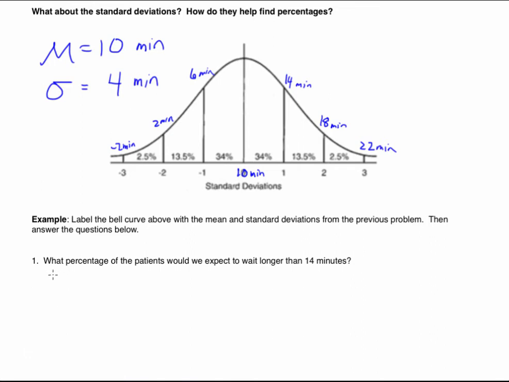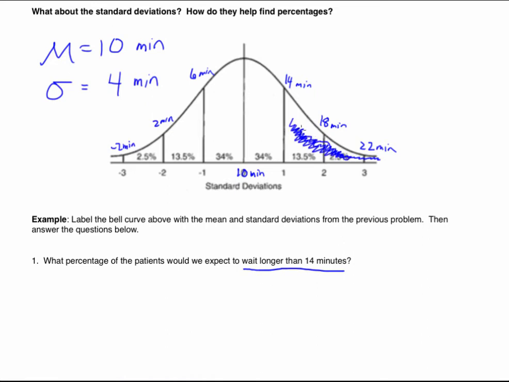Now let's answer this first question, and then we're going to use other questions and use this bell curve to answer other questions. So first, what percentage of people would we expect to wait longer than 14 minutes? If I'm asking you to find longer than 14 minutes, we're going to go up here and shade on the picture what we're talking about. If this is 14 minutes, the first standard deviation, what we're looking for is the area between here, here, and over here to the right. Okay? So that's what we're looking for. We're looking for this area.